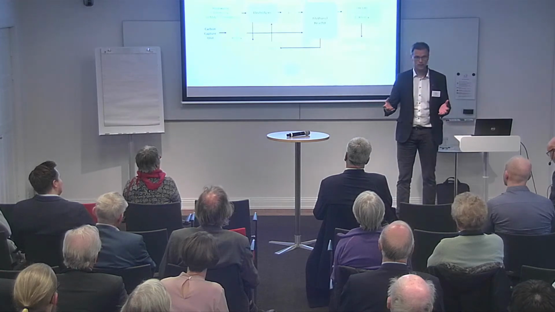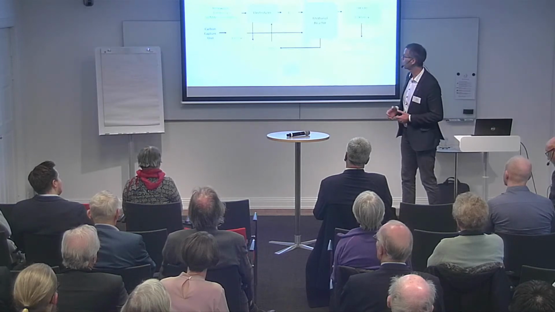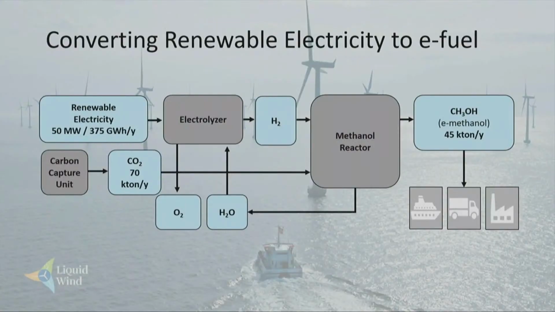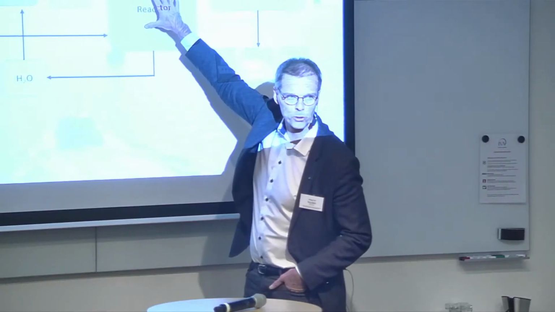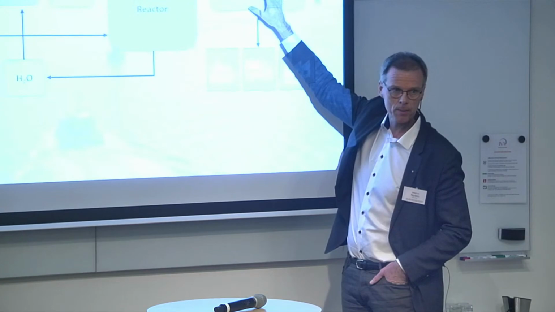Interesting, because the climate actually doesn't care, but that is what we are hearing, and they're willing to pay a significant premium for that. So what we are going to do in the company is to take renewable electricity. We're going to work at 50 megawatt power, use that much electricity per year in an electrolyzer where it uses water to make hydrogen and oxygen. Combine that with a carbon capture unit, for instance on a pulp and paper mill, which captures 70,000 tons of CO2 per annum. Combine that together with hydrogen in a methanol reactor by Haldor Topsoe, a Danish company, and then make electrofuel in the form of e-methanol.